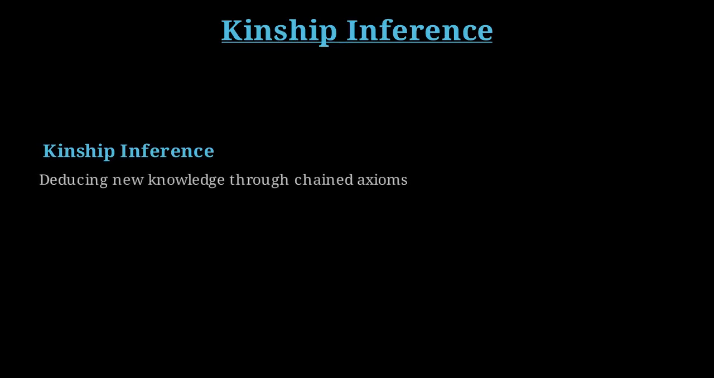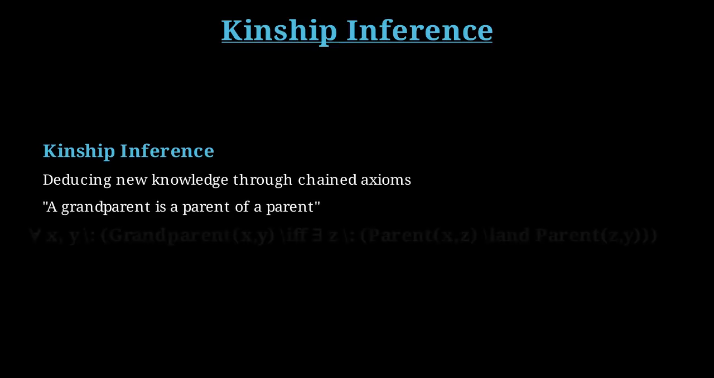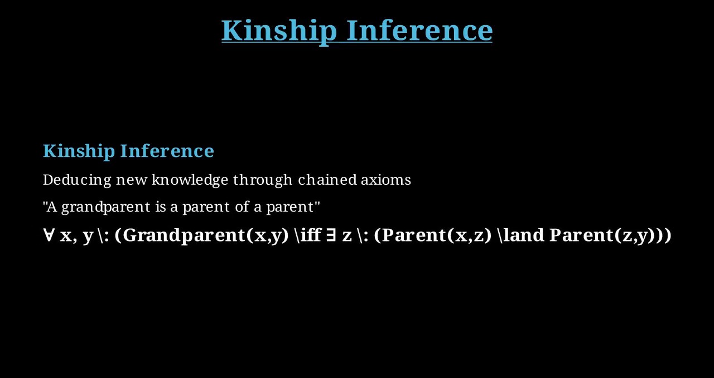Take the word grandparent. The English rule is, a grandparent is a parent of a parent. To write this logically, we must introduce a third, intermediate variable, Z. For all X and Y, X is a grandparent of Y if there exists some Z, such that X is the parent of Z, and Z is the parent of Y. The AI searches its knowledge base to find a matching Z. By defining just a few primitive relations, the agent can infer the entire family tree.